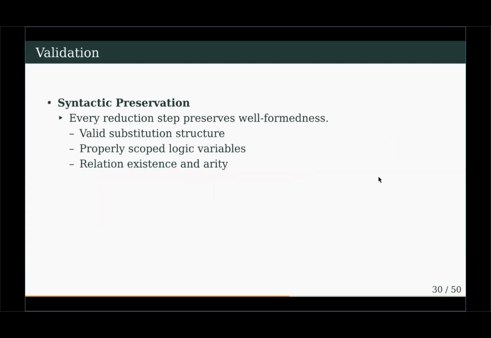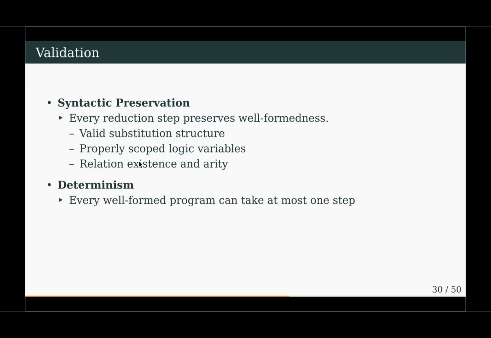Right, so one of the nice things about doing this in PLT Redux is you get mechanization for free, but you also get synthesis for free. So we validate these, we synthesize a lot of these programs and just property-based test these things. The first being syntactic preservation. So basically every reduction step preserves well-formedness, where well-formedness is checking things like the substitution structure, the scoping of variables, and that relations exist and have proper arity.